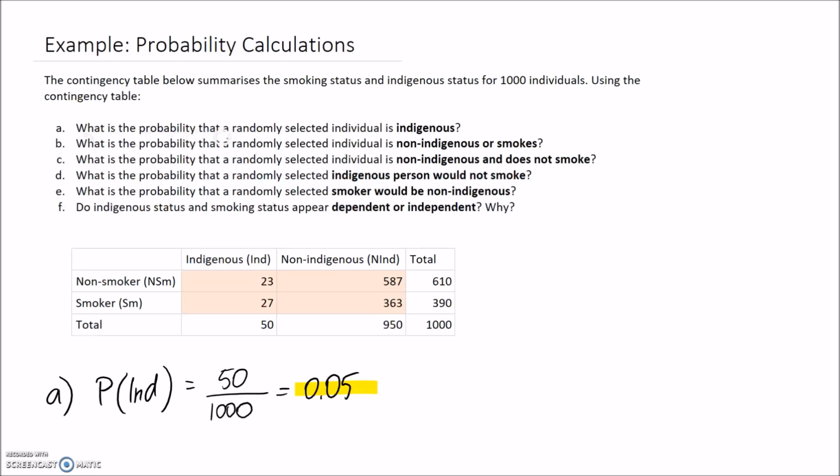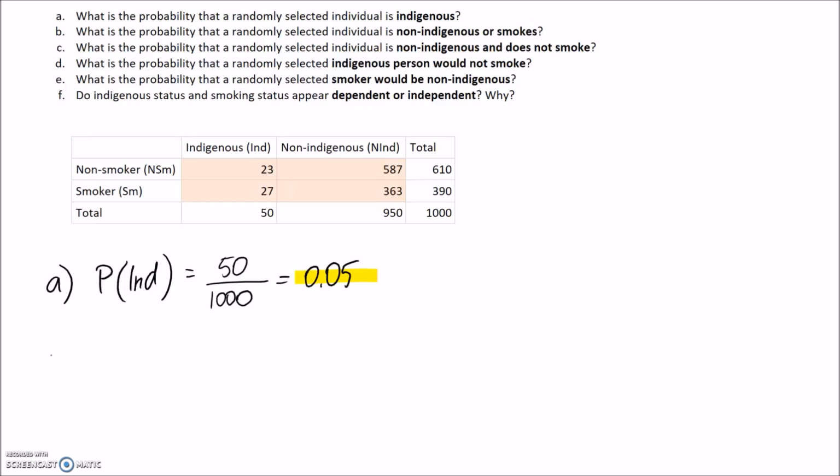So part B is, what is the probability that a randomly selected individual is non-indigenous or smokes? So this one is a union question. So we can write this as P for the probability. So non-indigenous, I'm using this as my abbreviation, so NIND, or smokes. So U for union, that's the symbol, and then smokes, it's SM. Let me just jot that in. So remember, the union is we're looking at the chance of someone being non-indigenous, or someone being a smoker, or someone being both at the same time.